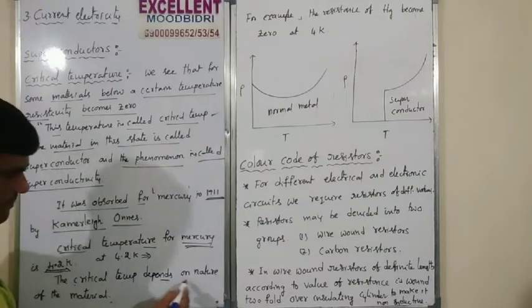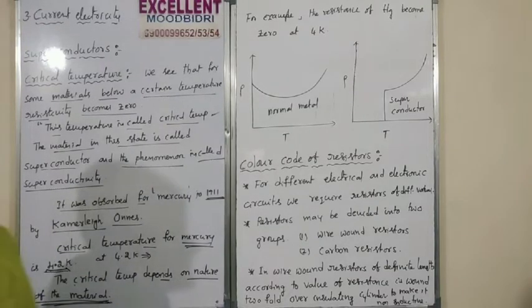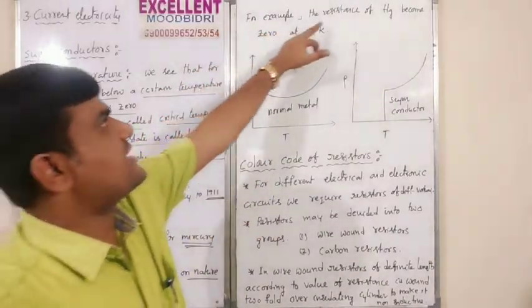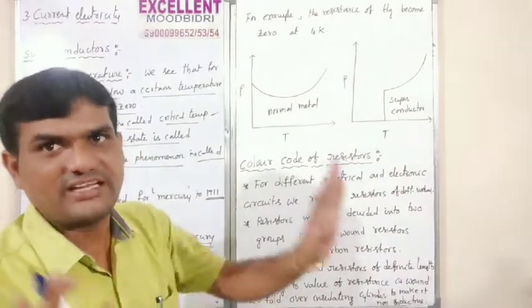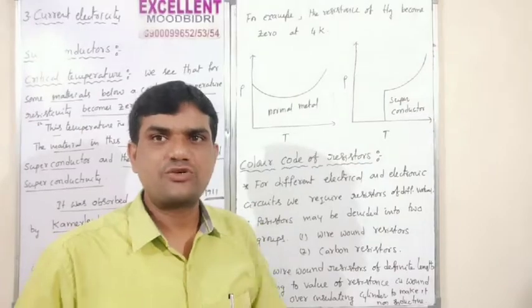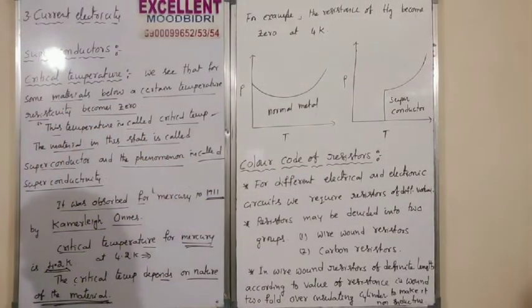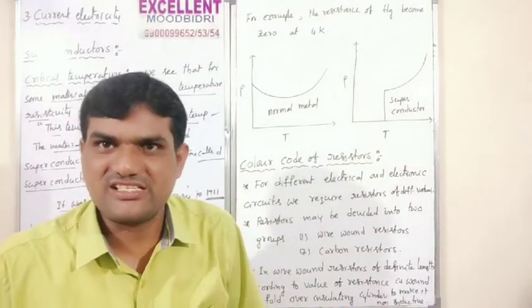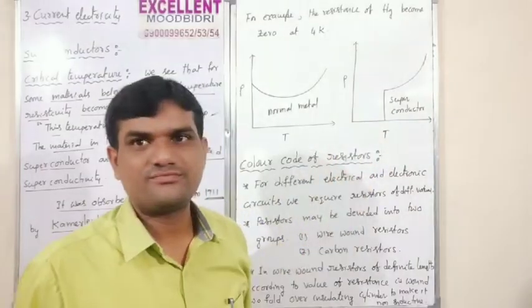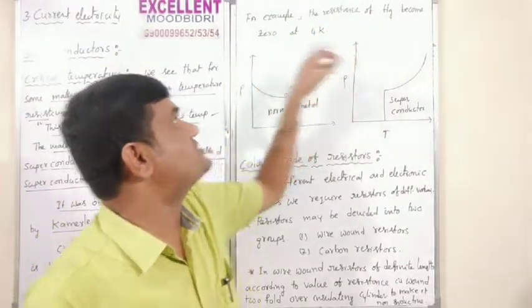The critical temperature depends on the nature of the material. Remember this point also. The resistance of Hg, mercury, becomes zero at 4 Kelvin. Generally we will give it like that, 4 Kelvin. Resistivity as well as resistance: resistance at 4 Kelvin becomes zero. Resistivity becomes zero, and resistivity zero means resistance is also zero. Correct? So that is a small example: the resistance of Hg becomes zero at 4 Kelvin.